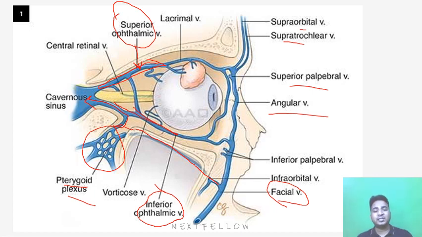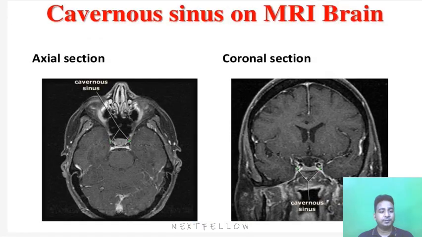And you know, this venous supply has valveless veins. I mean, there are no valves in the veins. So infection or the thrombus can directly lead into the cavernous sinus. That's why this cavernous sinus anatomy and cavernous sinus thrombosis become very important for us to understand. I hope this much is clear.